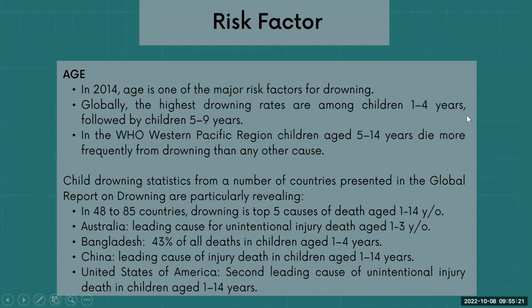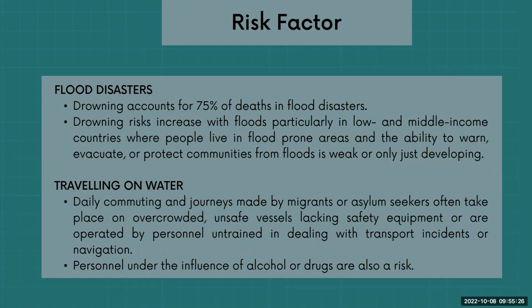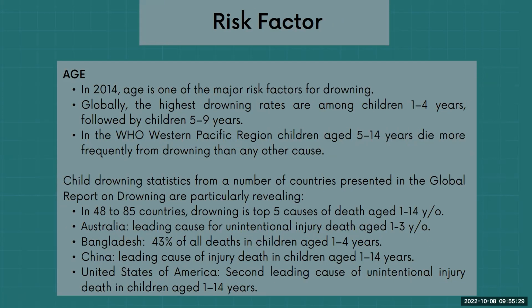What are the risk factors? The risk factors are age, gender, access to water, flood disasters, and traveling on water. In 2014, age is one of the major factors for drowning. Globally, the highest drowning rates are among children 1 to 4 years old, followed by children 5 to 9 years old. And in the Western Pacific region, children aged 5 to 14 years old die more frequently from drowning than any other cause.